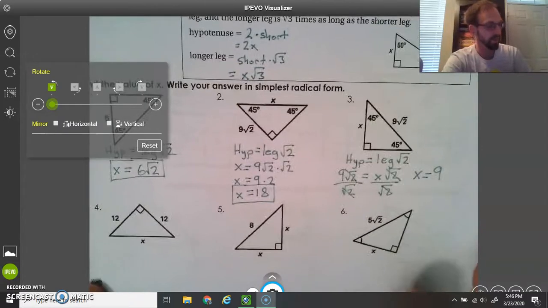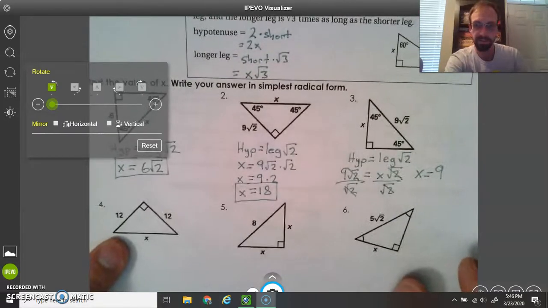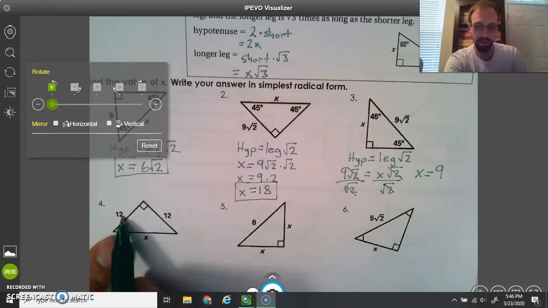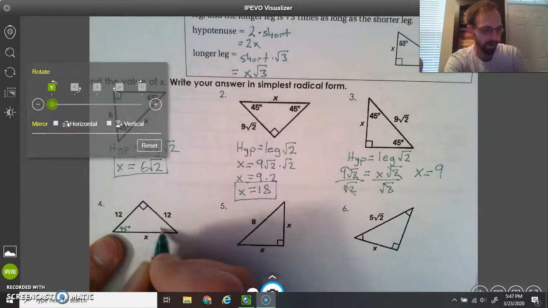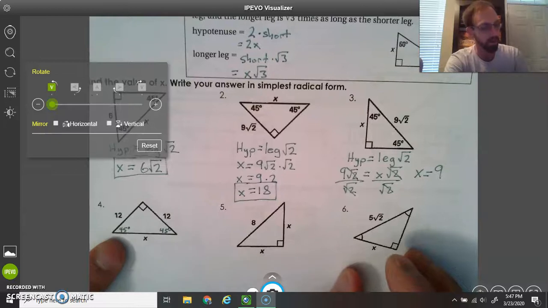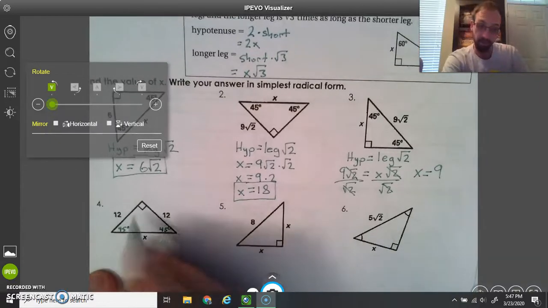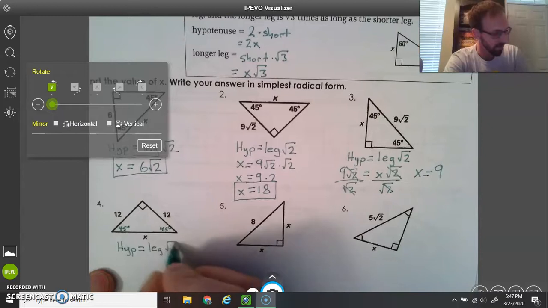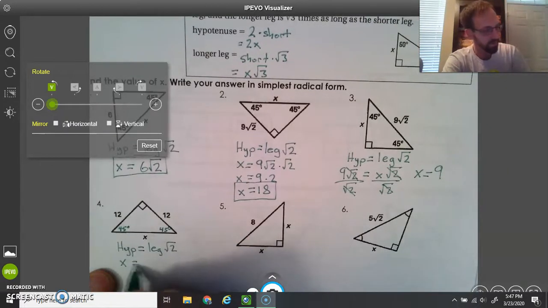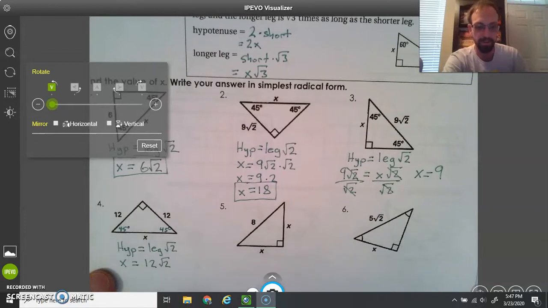Down here on the bottom, this doesn't tell us if it's a 45, 45, 90. But wait, it does, because it tells us that this and this are 12. So this must be the same length as this side. That means this has to be 45 degrees, and this also has to be 45 degrees. Because those are both 45, we have a 45, 45, 90 and can use our rule. Hypotenuse equals leg times square root of 2. Hypotenuse is x, leg is 12, times square root of 2. And we're done.